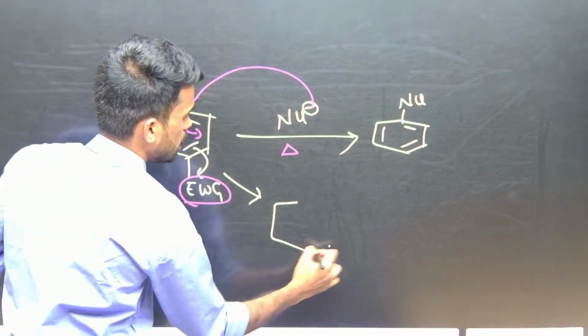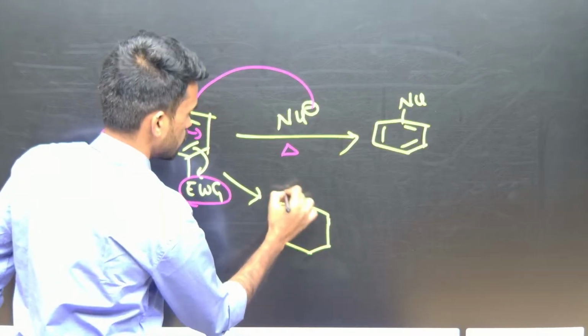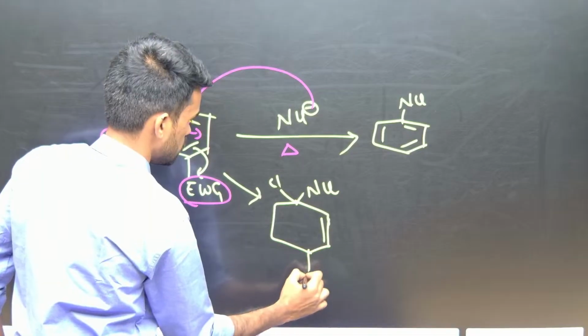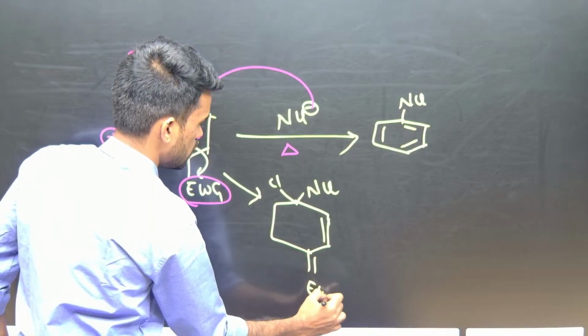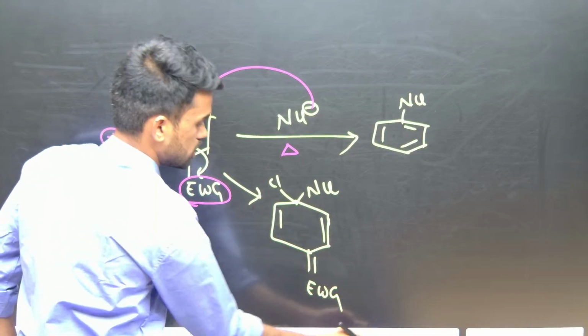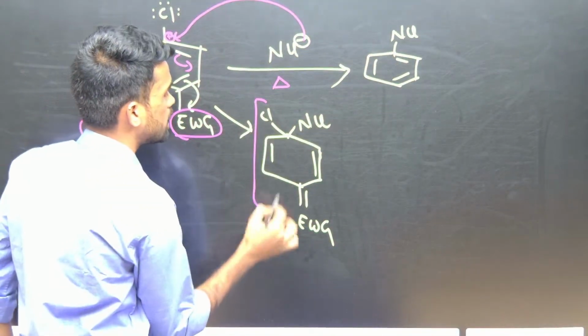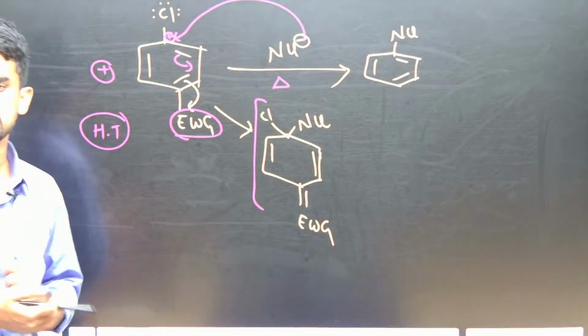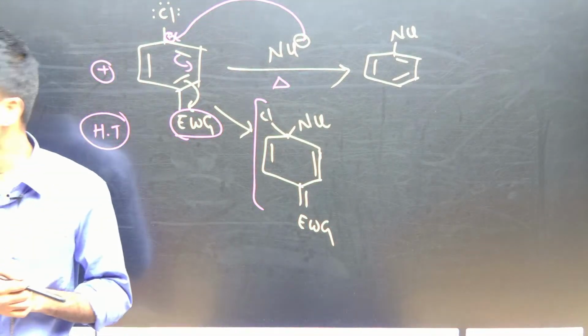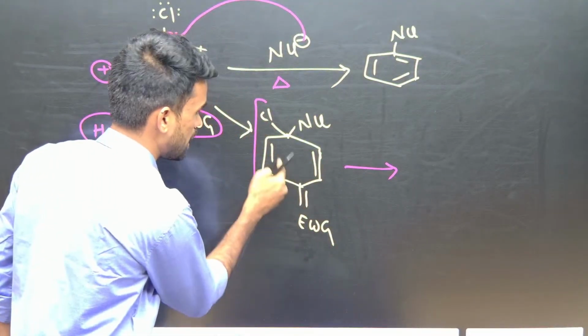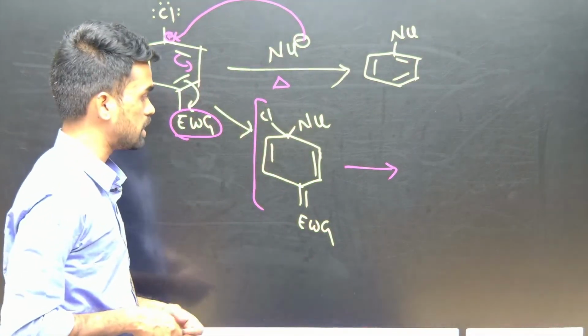You will be seeing chlorine, nucleophile, electron withdrawing group like this. The complex formed here is called a Meisenheimer complex. So what is the complex name? Meisenheimer complex. How is this Meisenheimer complex stabilized? These pi electrons are there, so using that it will be stabilized.